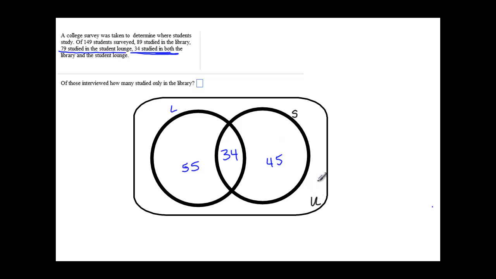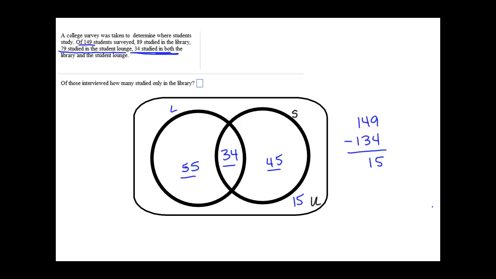And then the one other area that we want to fill in would be what would be considered region 4. That would be students who didn't fall into any one of those subsets. So we were told that 149 students total were surveyed, and then if we take the sum of 55 plus 34 plus 45, we would get 134, which leaves 15 students that were surveyed but did not study in either one of those settings.